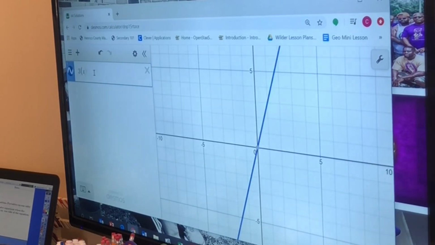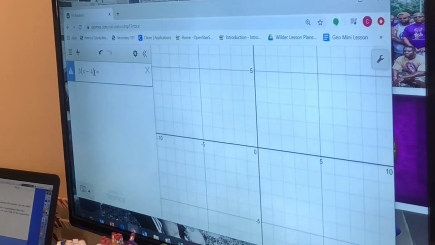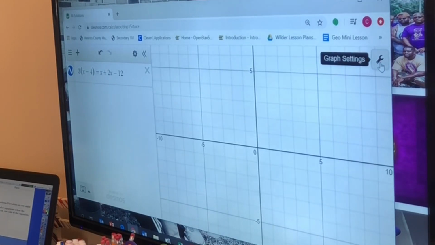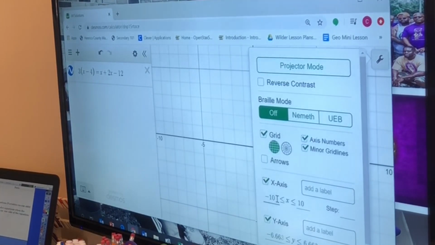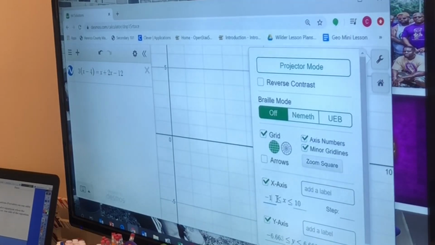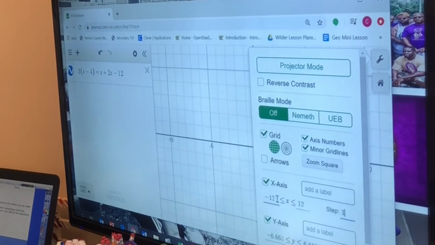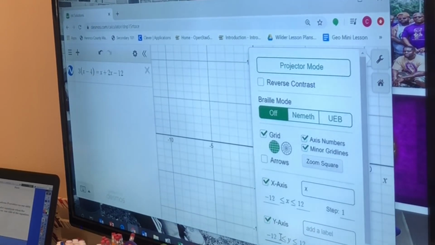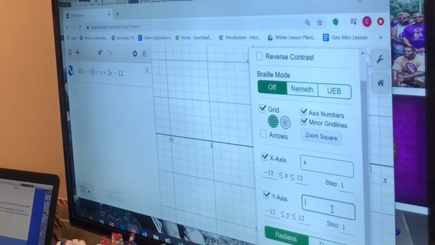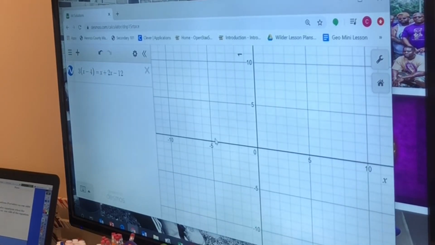3 parentheses x minus 4, and it is equal to x plus 2x minus 12. Oh, we don't see a graph. What do I do here? Go to your settings. So click on this little symbol up here, this little wrench, and let's make our graph a little bit bigger to see if we can get an answer out here. So I go from negative 12 to 12 in steps of 1 on my x-axis. Then I'm going to do the same thing for my y, from negative 12 to 12 with a step of 1. Okay. Now, still don't see anything.